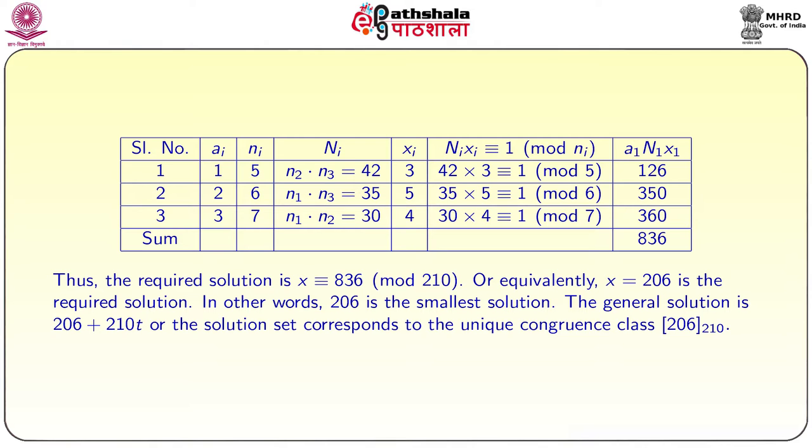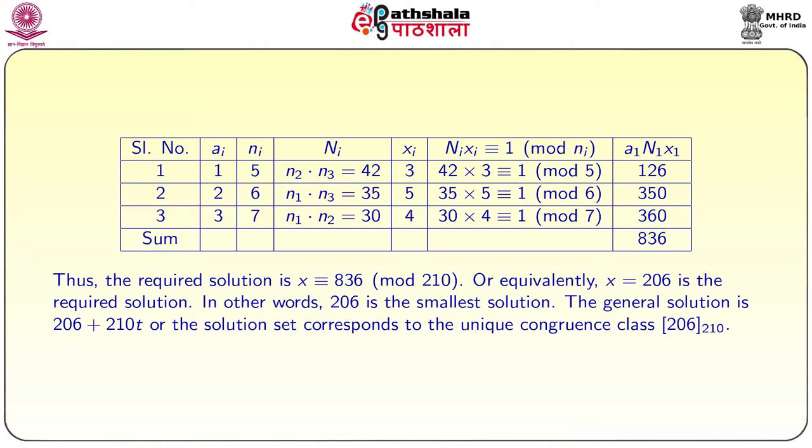So, capital N 1 is n 2 into n 3, capital N 2 is n 1 into n 3, capital N 3 is n 1 into n 2. So, those values also we listed. Now, 42 into 3 is congruent to 1 mod 5, 35 into 5 is congruent to 1 mod 6, 30 into 4 is congruent to 1 mod 7. That is why x 1, x 2, x 3 values are 3, 4, 5.